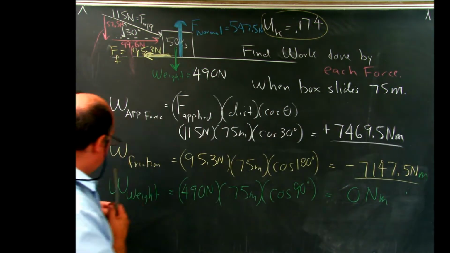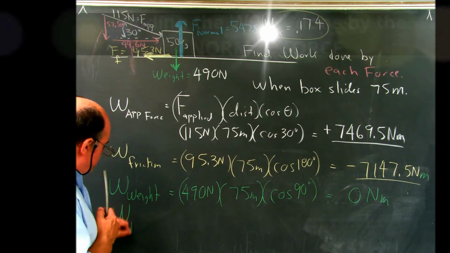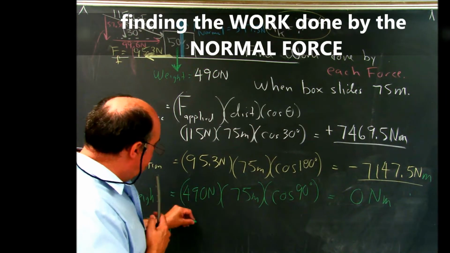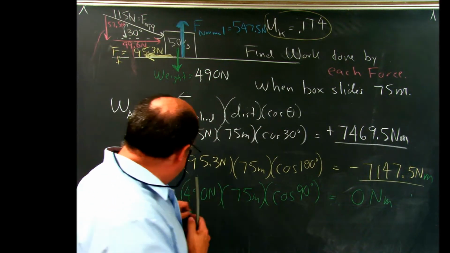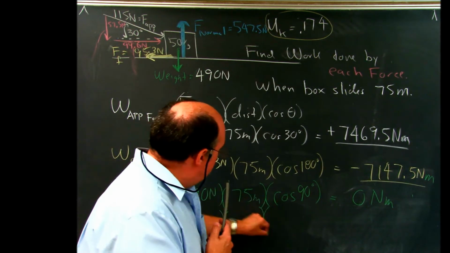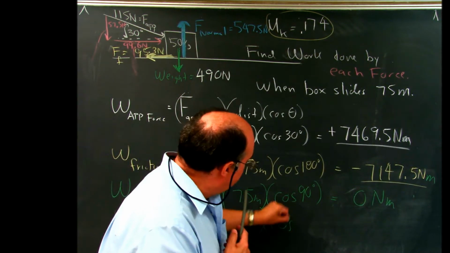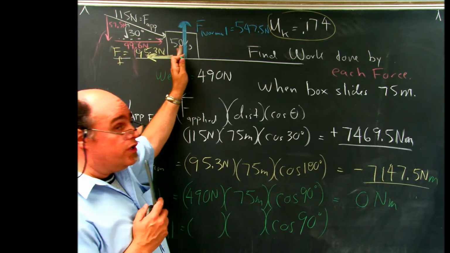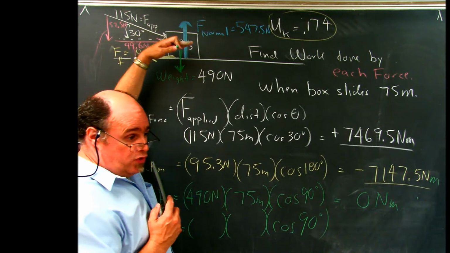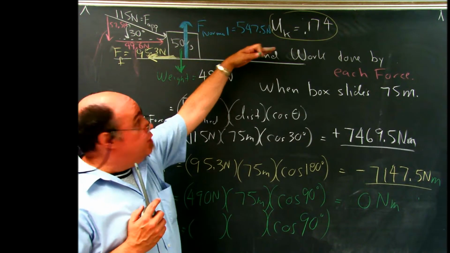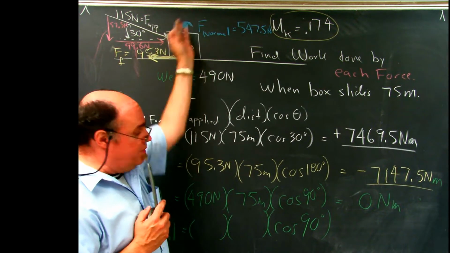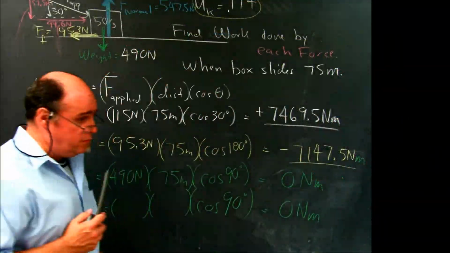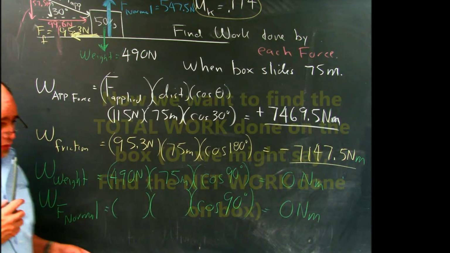And if I did the other one too, the work being done by the force normal, I would plug in different numbers, but overall, the cosine is going to be of 90 degrees again. The normal force here is pushing vertically upward, and the box is moving towards the right. So the angle between going to the right and going upward would be 90 degrees, and that means this is going to be 0 also. Okay, so there we have all those different ones.